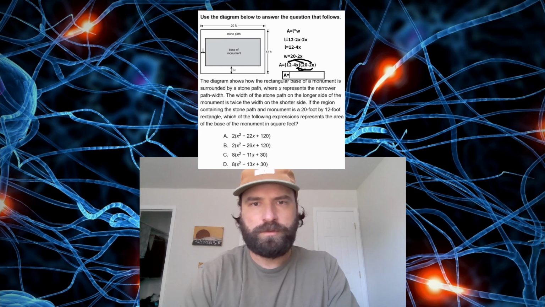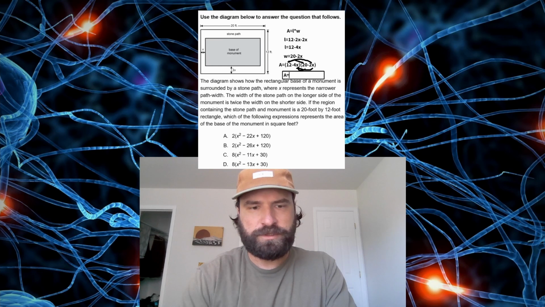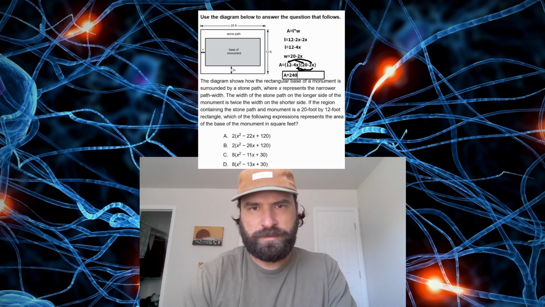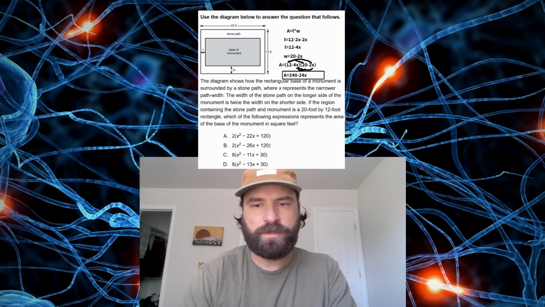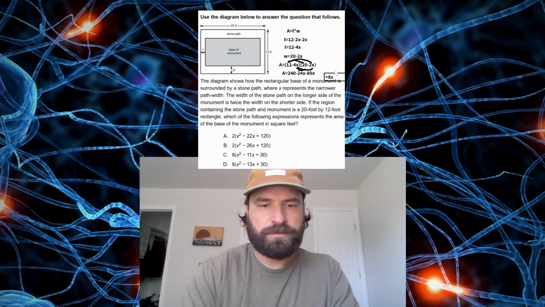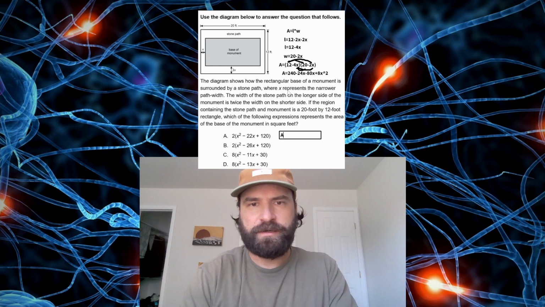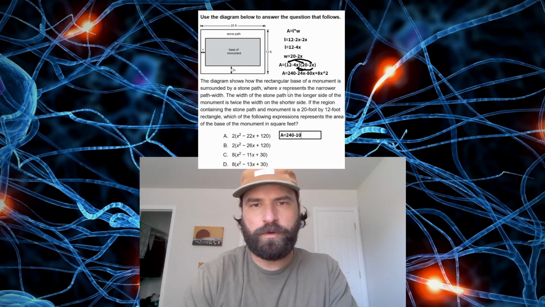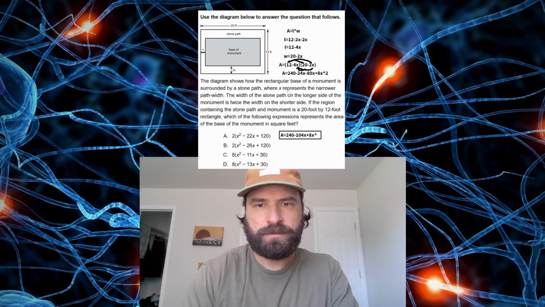So A is going to equal 12 times 20, which is 240, and then 12 times negative 2x, which is negative 24x, negative 4x times 20, which is negative 80x, and then negative 4x times negative 2x, which is positive 8x squared. We can combine like terms there, and we're going to get A equals 240. Negative 24 minus 80 is negative 104x, and then we still have plus 8x squared.